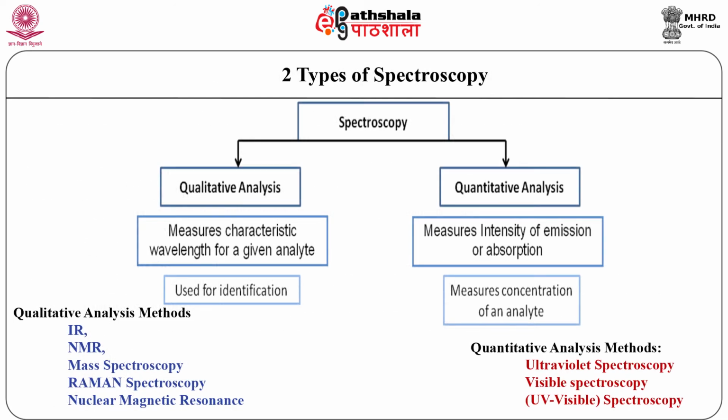Next is the amplifier. Spectroscopy can be divided into two types based on the analysis. Quantitative analysis refers to the determination of how much of a given component is present in a sample. The quantity may be expressed in terms of mass, concentration, or relative abundance of one or all the components of the sample.